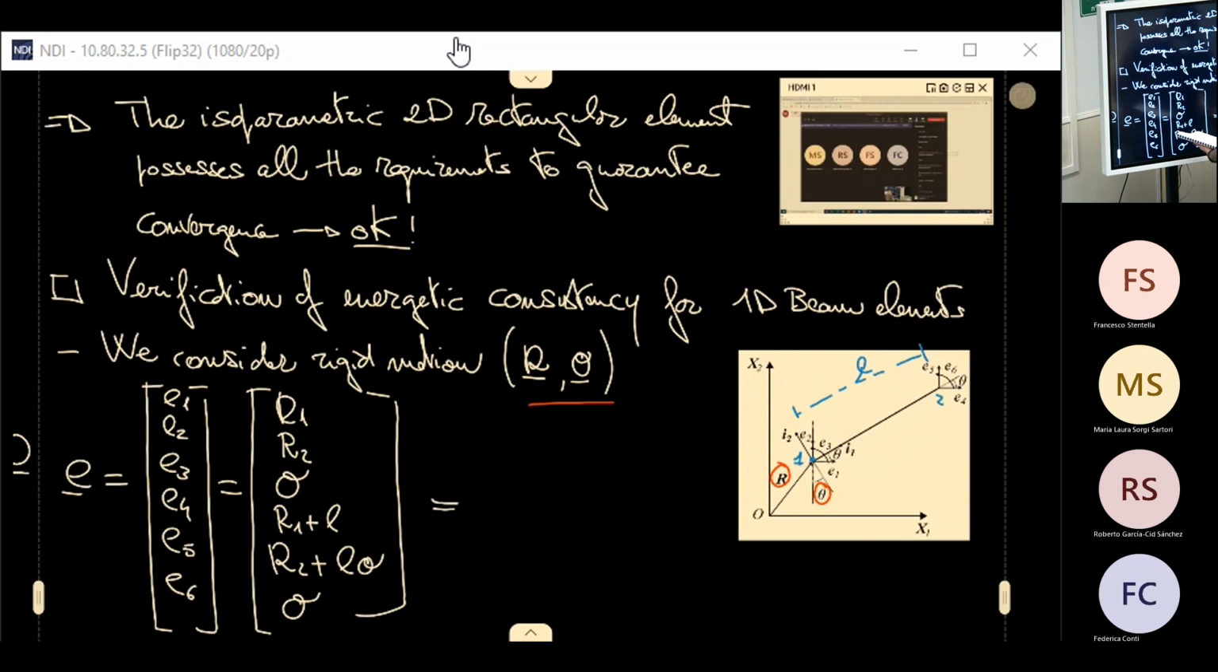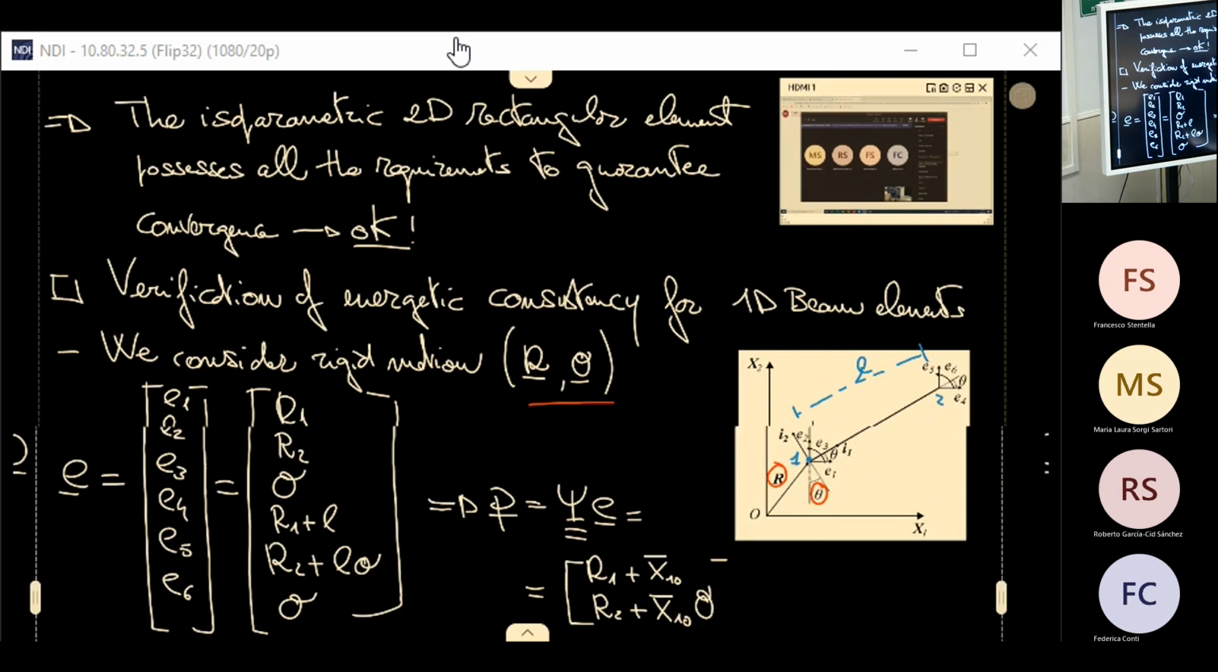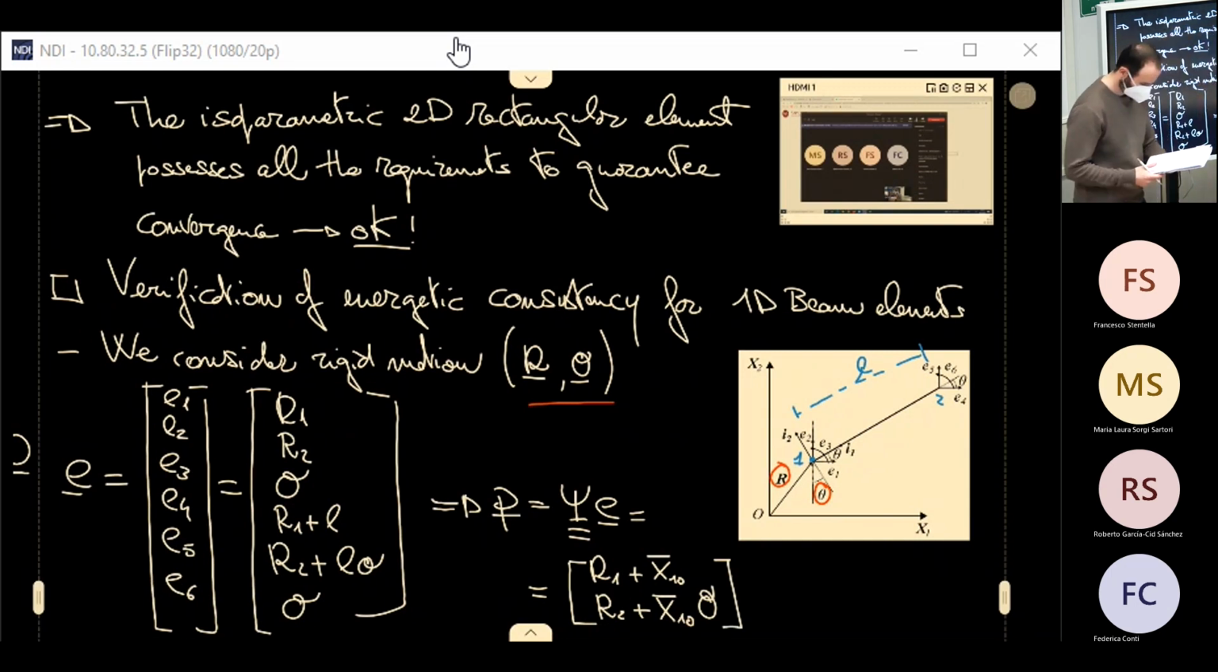Therefore, since we have that T is equal to psi, and psi we have for the 1D element, we derived it yesterday, this becomes, if you do a little bit of math, R1 plus X1,0, and R2 plus X1,0, theta.